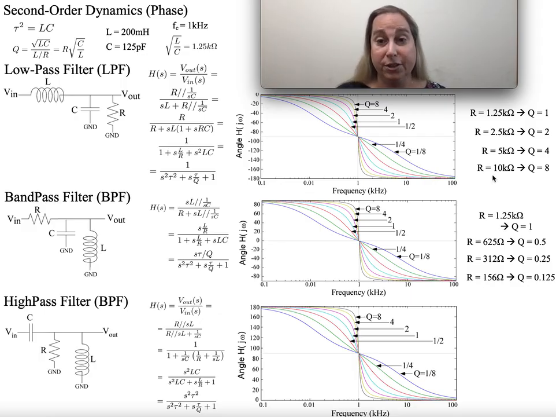If I wanted something that's a Q of 8, it's going to be 10 kiloohms. And I'm going to be looking at a group of 7 values here that I can then plot and take a look at the phase behavior. So that gives us something to kind of think about here.